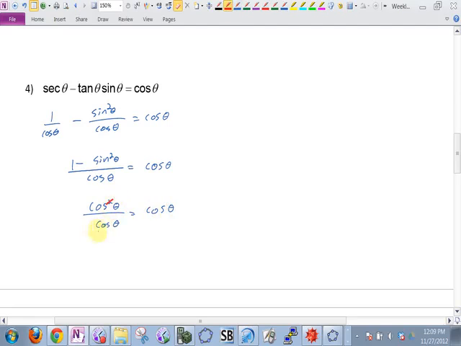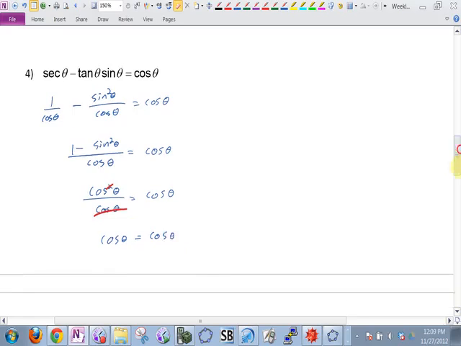A cosine in the numerator cancels with the cosine in the denominator, and we have cosine equals cosine. Okay, any questions over the proof? Okay, how about the graphs?